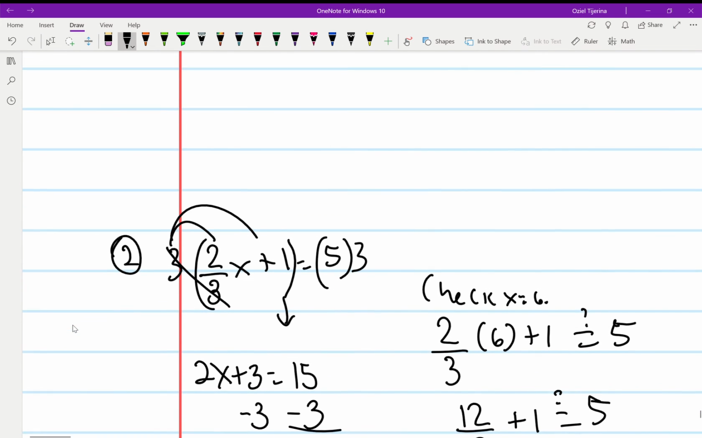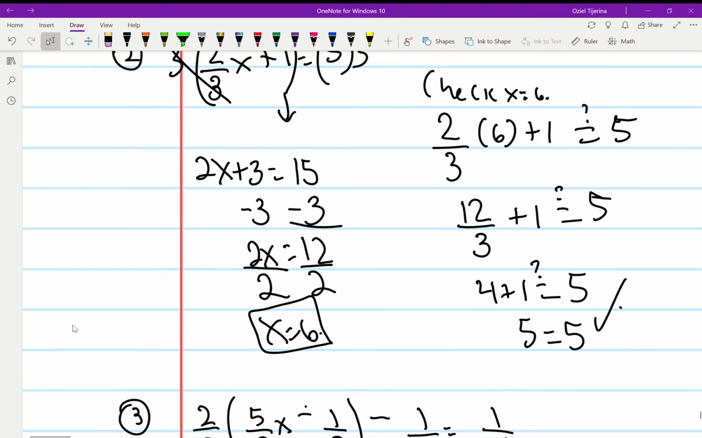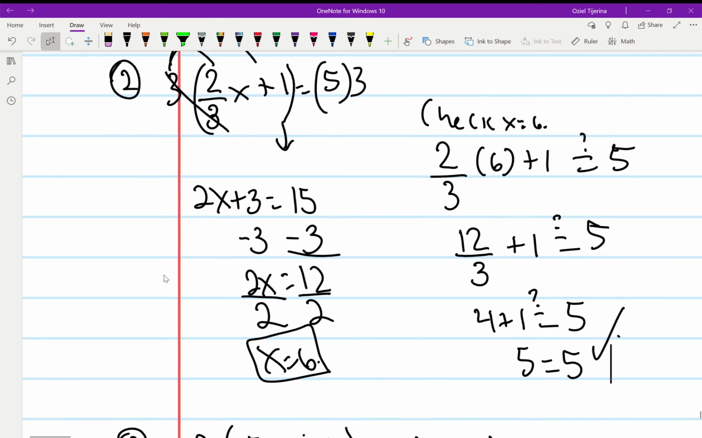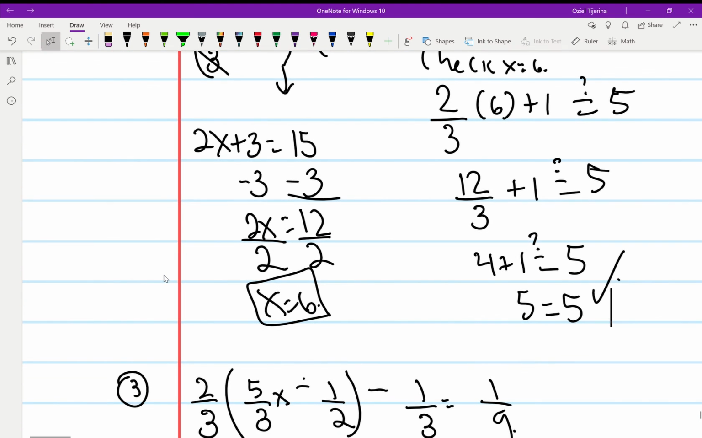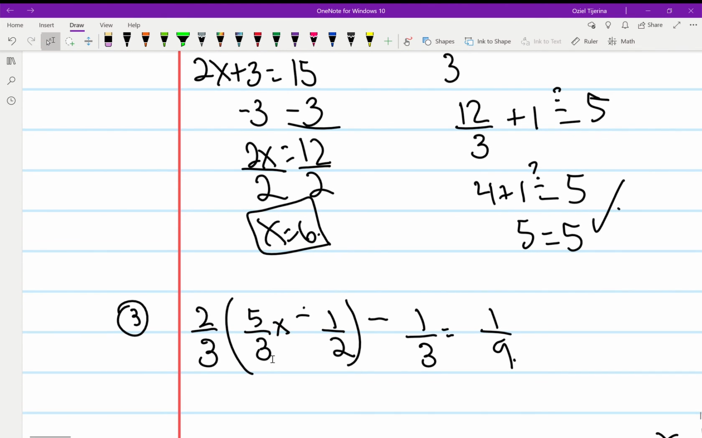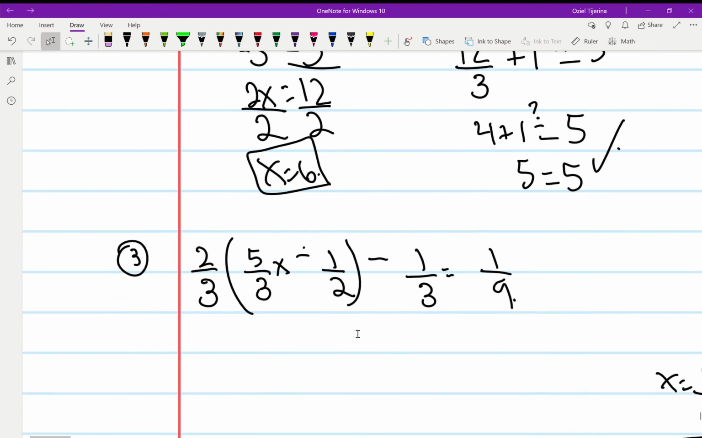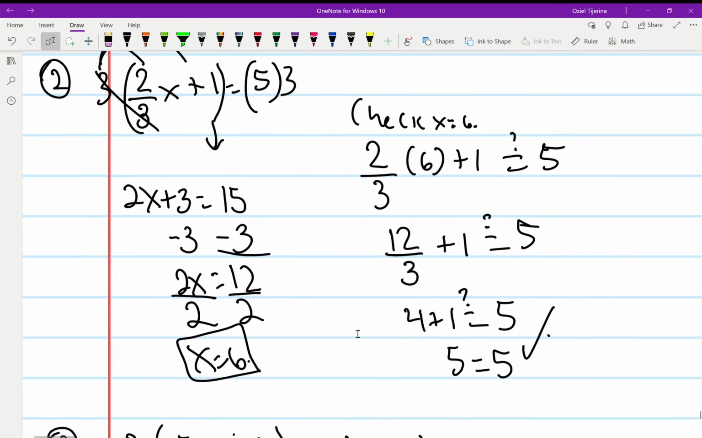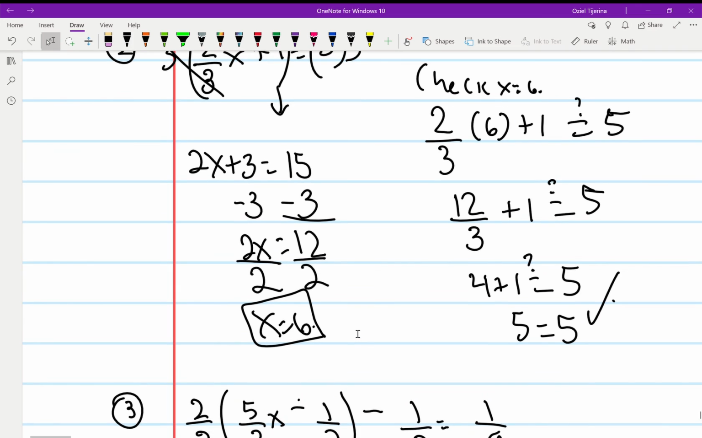So those are just two different ways in which you can do these fraction problems that are not so simple. In the next one, I'm going to go through another one that's a little bit harder. I will go through the next one in the next video.